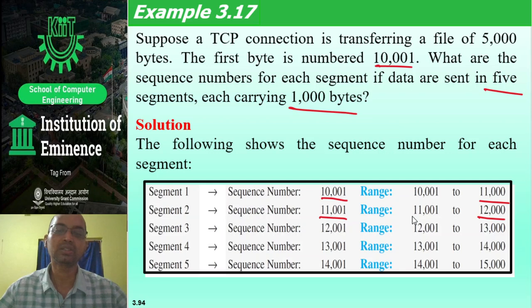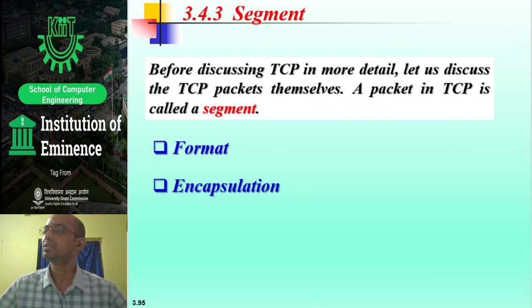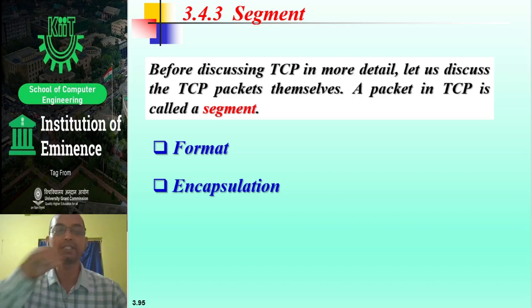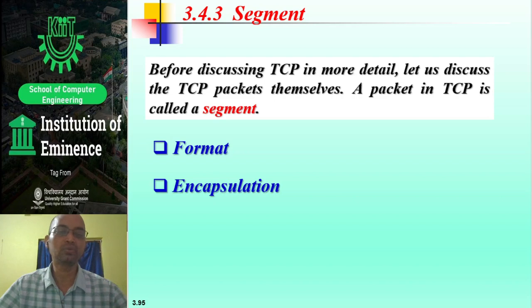This way the sequence number of a packet is determined by the starting address of the data. That is the concept that TCP uses. The unit of data in TCP is known as a segment, and encapsulation is done. That means when it receives the message from the application process, it appends header information, which includes the port numbers, the destination port number, and the receiving window size. All these things we will discuss during the TCP format.